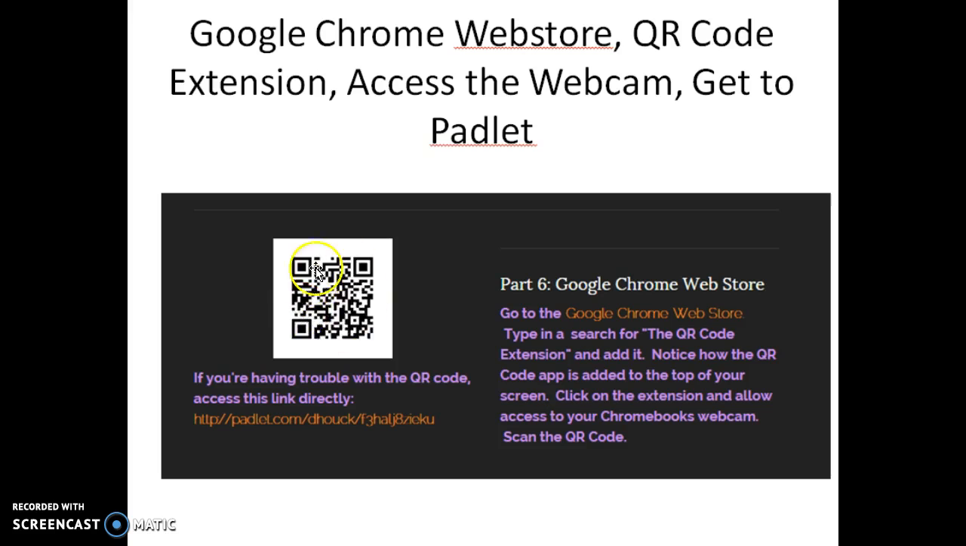Once the QR code extension was added to their Chromebook account, at the top of the screen they needed to click on the extension to allow the Chromebook to access the webcam. Then they scanned this QR code. If any of them had trouble, since they did have to pick up the Chromebook and face it towards the LCD screen, I did kind of cheat and allow them the web address in order to get to the Padlet in order to answer the questions.